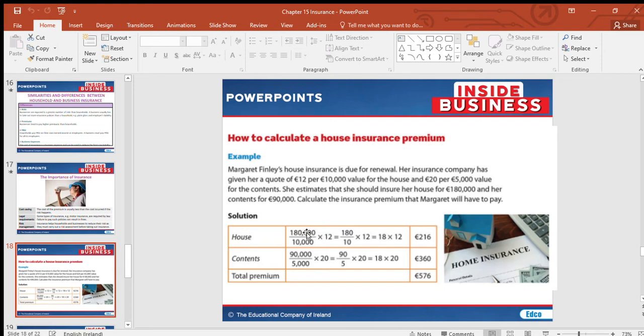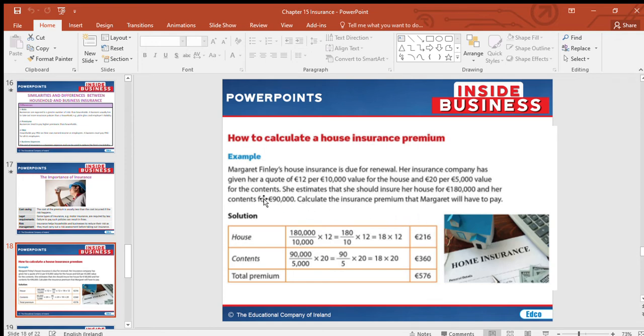You're putting the actual value of the asset, you're dividing it by the per value figure. The per value figure is per every 10,000, and then you're multiplying it by how much she will pay. She'll pay 12 euro for every 10,000. So her house is worth 180,000. How much is she going to pay? 216 euro.